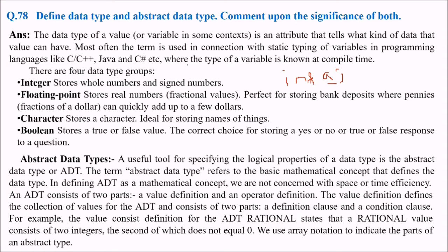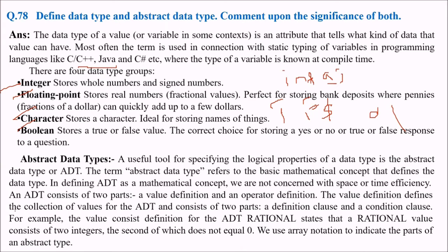Most often the term is used in connection with the static typing of variables in programming languages like C, C++, Java and C Sharp, where the type of variable is known at compile time. Integer stores whole numbers and signed numbers. Float stores real numbers. Character stores a character; a dollar sign can be a character. Boolean stores true and false, that is, it stores 0 or 1.